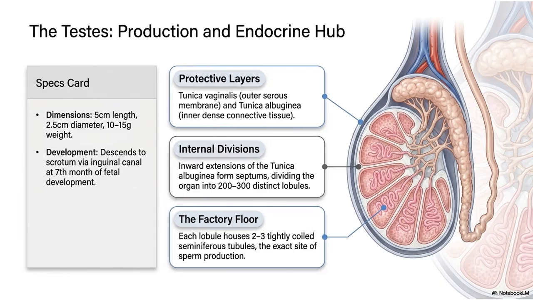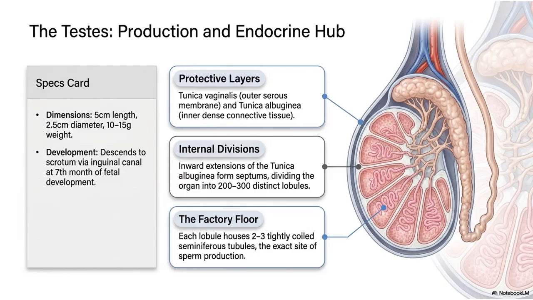Now, moving on to the histology of testis, the testis is covered by 2 protective layers, which is the tunica vaginalis, that is the outer serous membrane, and the tunica albuginea, which is the inner dense connective tissue. Now, the tunica albuginea extends inwards to form septums, which, as we can see here, divides the testis into different series of compartments.